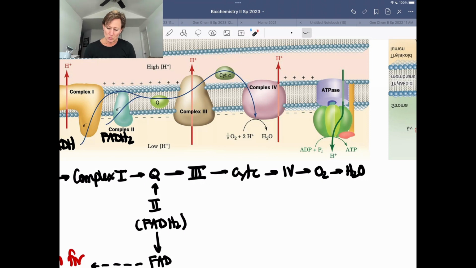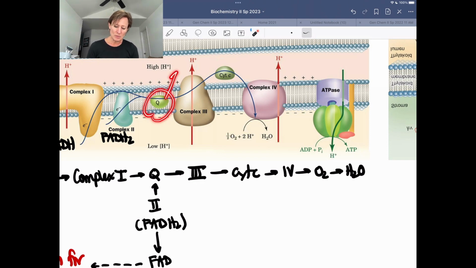And then the last way that we're able to contribute to the proton gradient is with complex 4. We've got 2 kinds of protons there, right? We've got the scalar protons. So when we deliver those electrons to molecular oxygen, it picks up protons from the matrix to generate water. So just like Q is picking up protons from the matrix when it picks up electrons, so too is oxygen. When it picks up its electrons, it's going to grab protons from the matrix. That contributes to the proton gradient by getting rid of protons in the matrix.